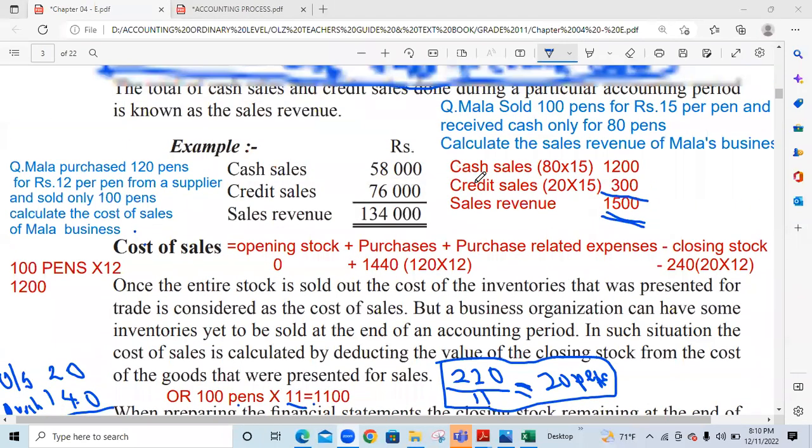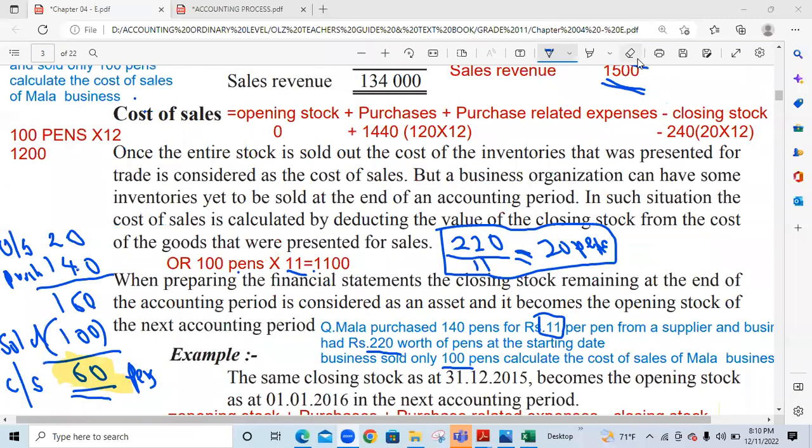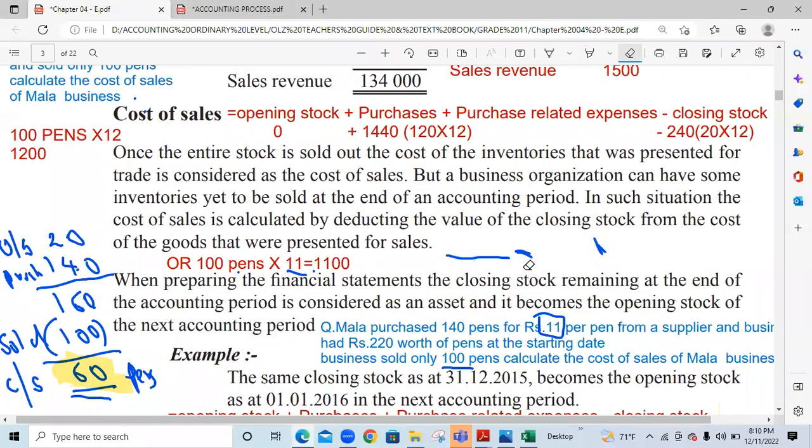Okay, now guys, I will start from the beginning again. Cost of sales. Shall I erase everything? I'll erase everything. I hope you all are done writing, and I'll start from the beginning. So guys, cost of sales. Yes, Romana. Once the entire stock is sold out, the cost of inventories that were presented is called cost of sales. Guys, if you want a simple definition for cost of sales, write down what I'm telling.